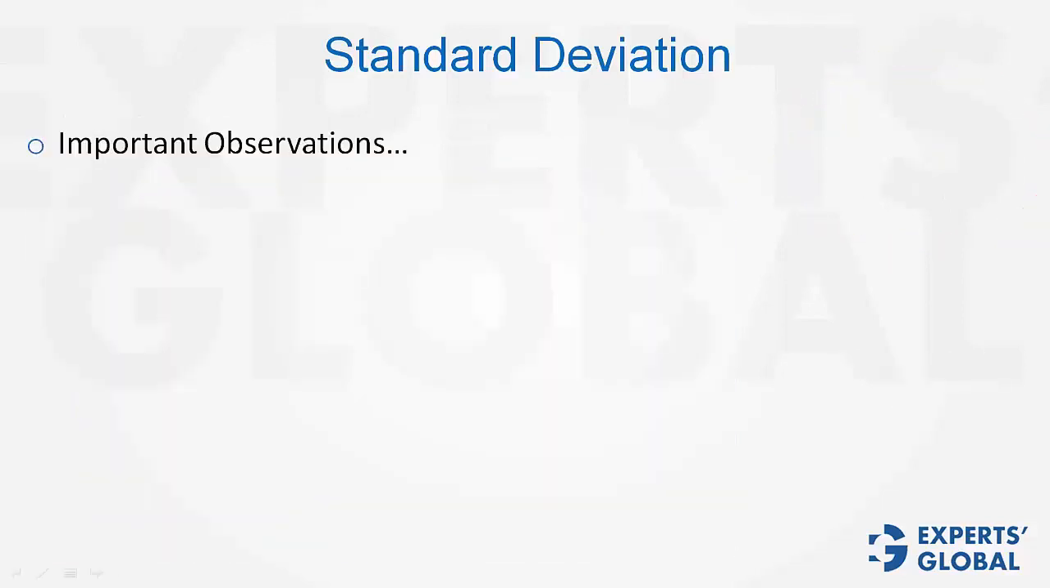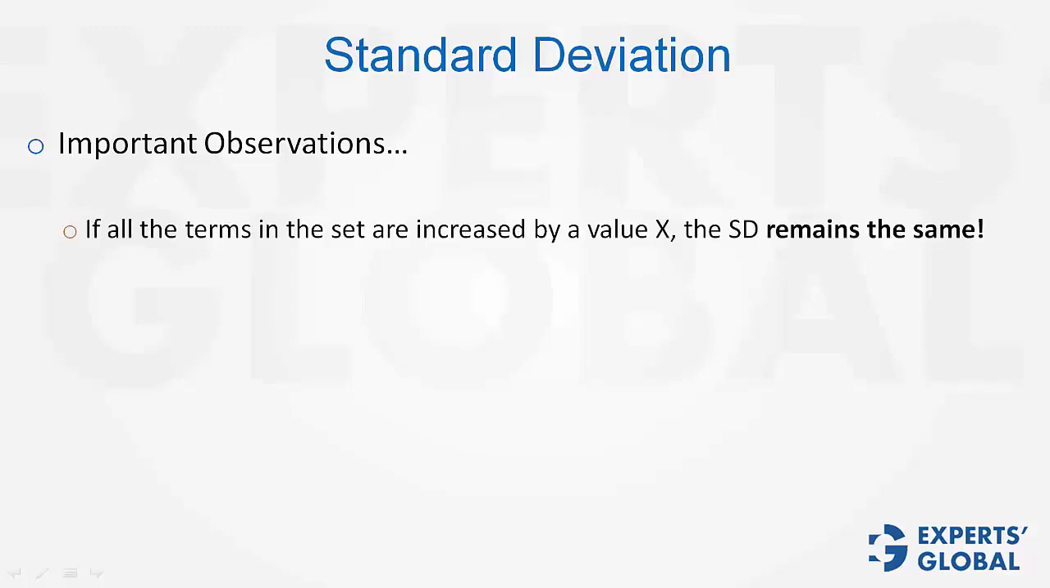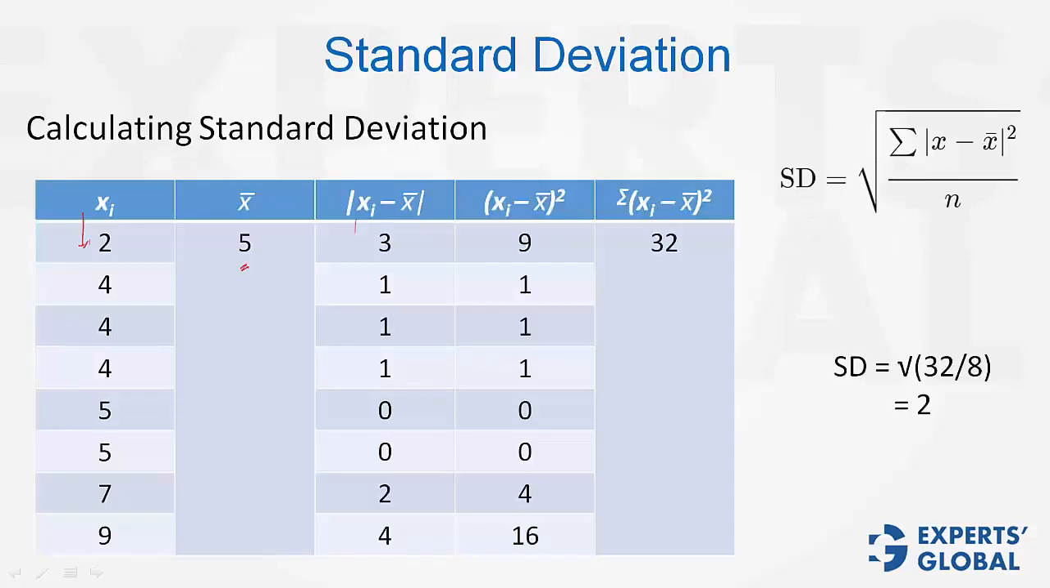Now some very important observations about standard deviation. What happens if all the terms in the set are increased by a value of x? Imagine what would happen. Suppose I add 10 to each value. 2 will become 12, 4 will become 14, likewise. But then the mean, 5, will become 15, and between 12 and 15, the difference would still be 3. Again, between 14 and 15, the difference would still be 1, and therefore nothing will change in these columns. Therefore, the standard deviation would remain the same.